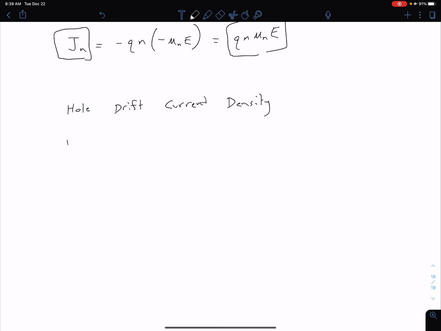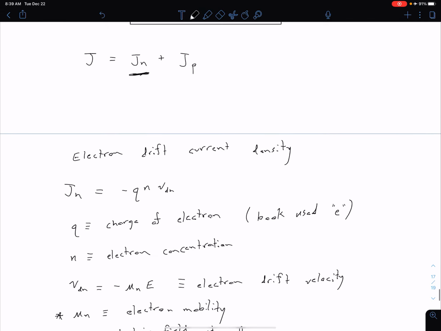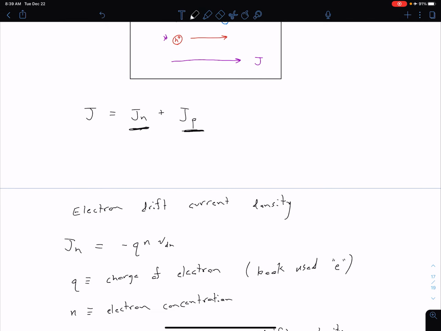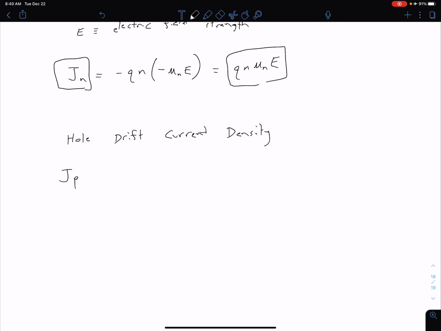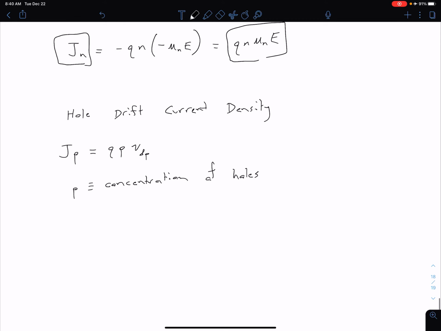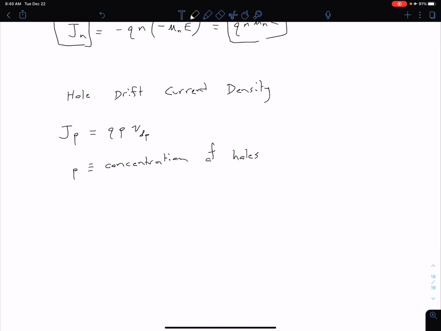And so for our hole drift current density, now we're talking about this J sub p term. So coming back here, we've got this J sub p. And this is going to be equal to q times p times v sub dp. And so let's just go ahead and say here our p is equivalent to the concentration of our holes. Our q, of course, is still just the charge of the electron. Notice now we don't have a negative sign out front because the charge is positive. And this v sub dp is our hole drift velocity.